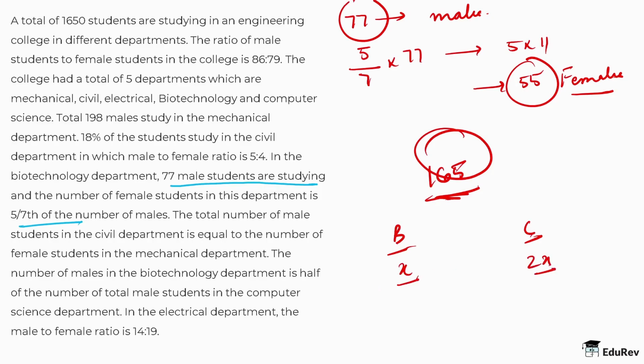Why? Because they are saying that if there is an amount of males present in your computer science, then half of that needs to be present in your biotech, and we know the males in your biotech is 77. So in your computer science it's going to be 77 times 2. When you do 77 times 2, this is going to be 154. So this is going to be the males present in your computer science.